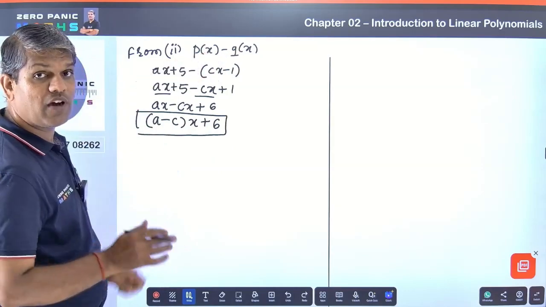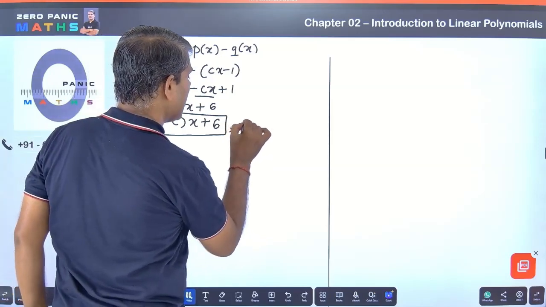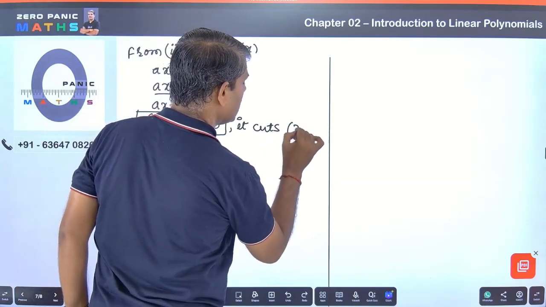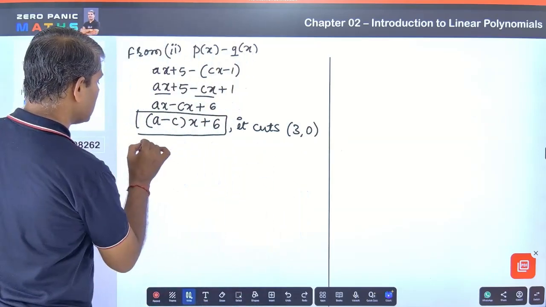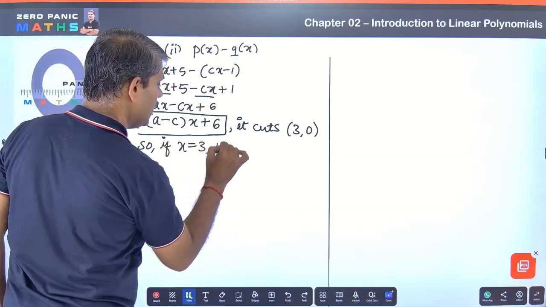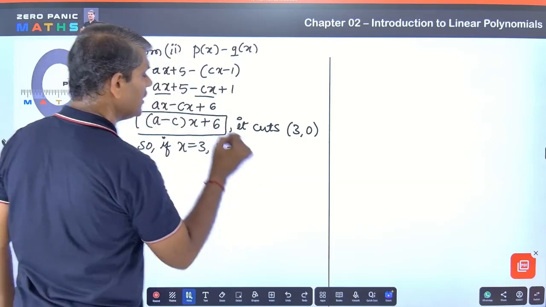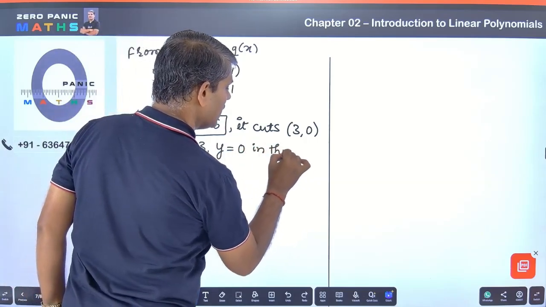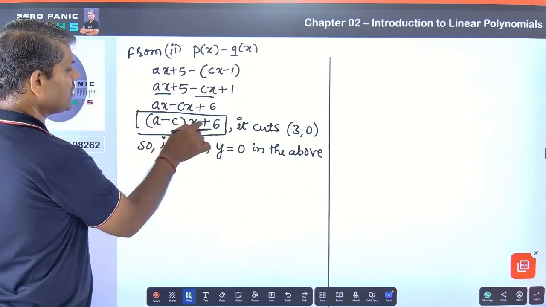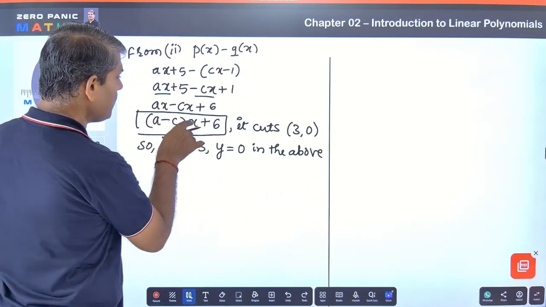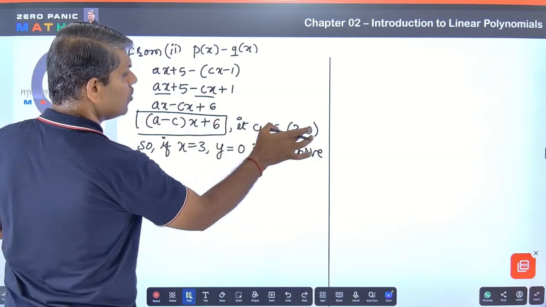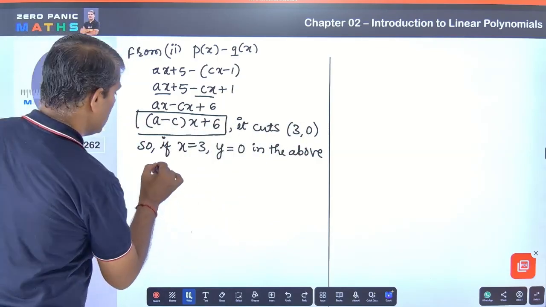q of x from p of x, and they are saying it cuts the x-axis at 3, 0. Okay, it means if x is equal to 3, y is equal to 0 in the above equation. Correct? In the above equation, that is a minus c into x plus 6. Okay, so let me put x is equal to 3 and equate the whole expression to 0, because that is y is equal to 0, they are saying.